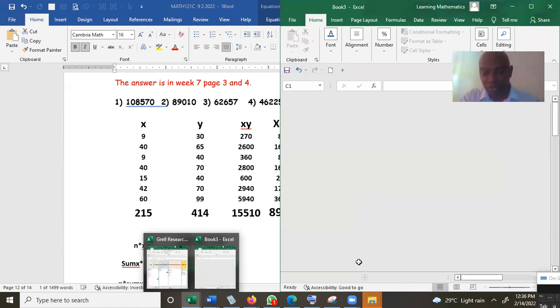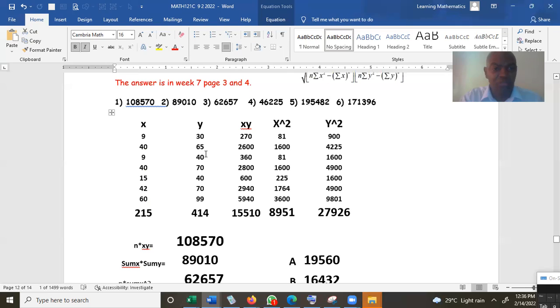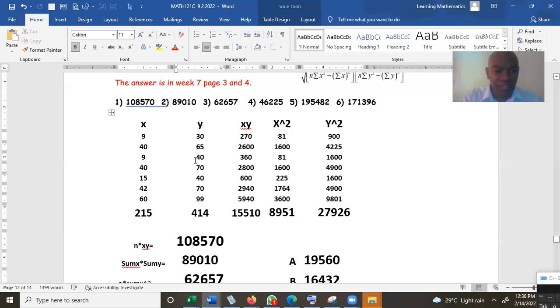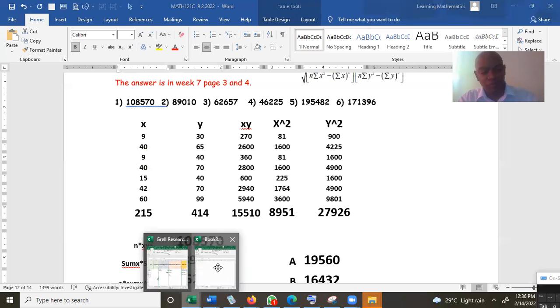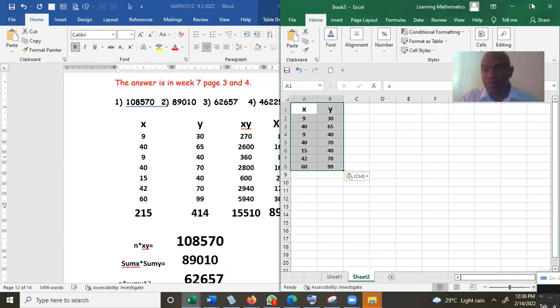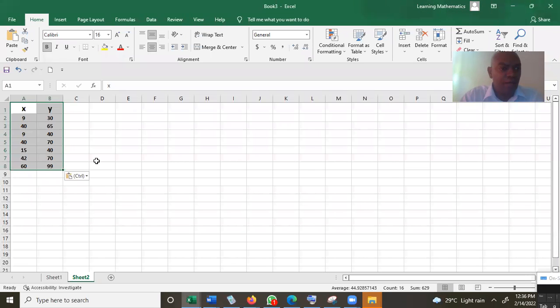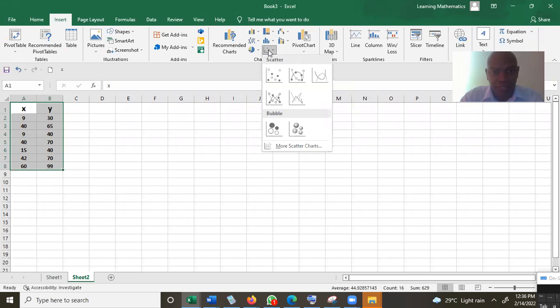That's the spreadsheet. Is this an image? No, it is in table form. So we can just copy these values. Control C. Control V. And we are going to insert a scatter plot.